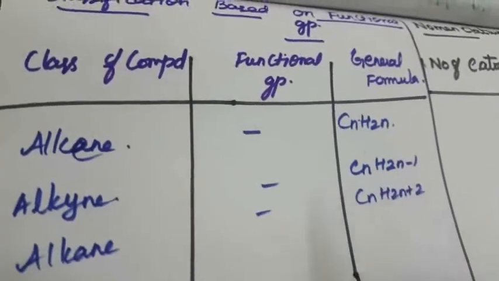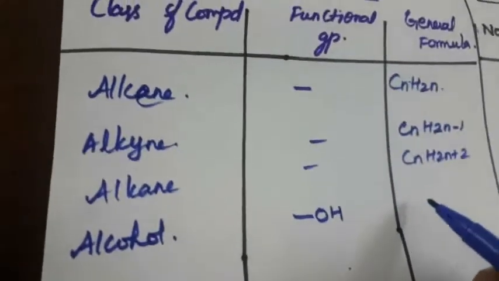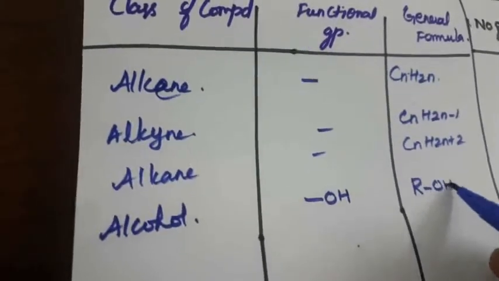CnH2n+2, that is alkane. Alkane, alkyne and alkene. What is meant by alcohol? What is the functional group of alcohol? The functional group is OH. How to represent it? That is R-OH.